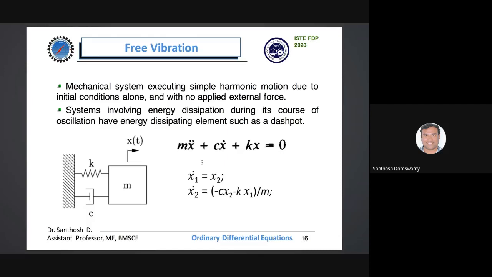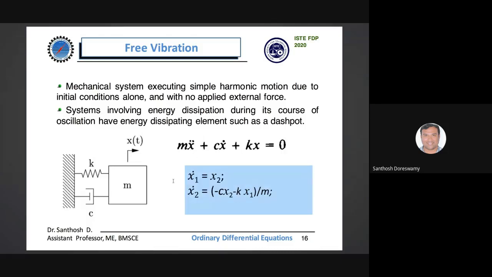So if I take two variables again, x1 representing the displacement, and x2 representing the velocity, which is the derivative of the displacement, then I can write two differential equations of first order in the following way. x1 dot is equal to x2. Then once I have this here, I can substitute x2 back here. So this will be m into x2 dot plus c x2 plus k x1 is equal to 0. So with that, I can get x2 dot is equal to minus c x2 minus k x1 divided by m.